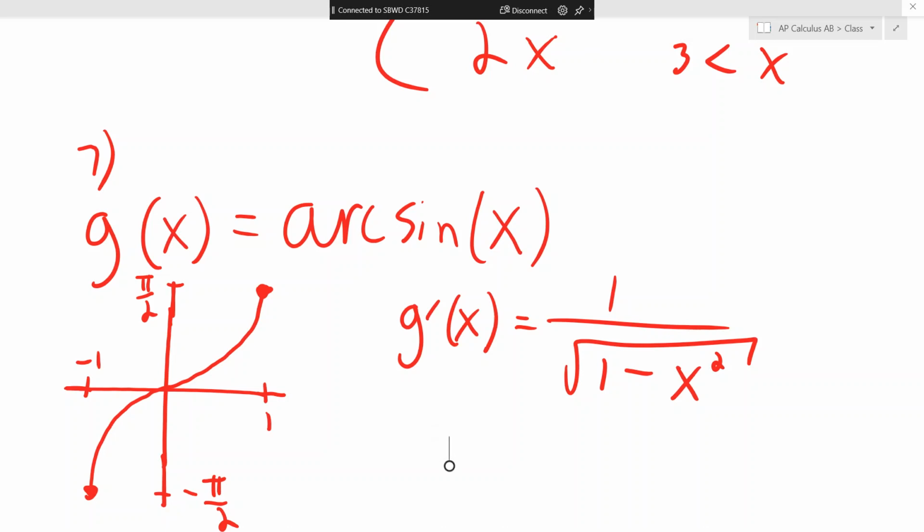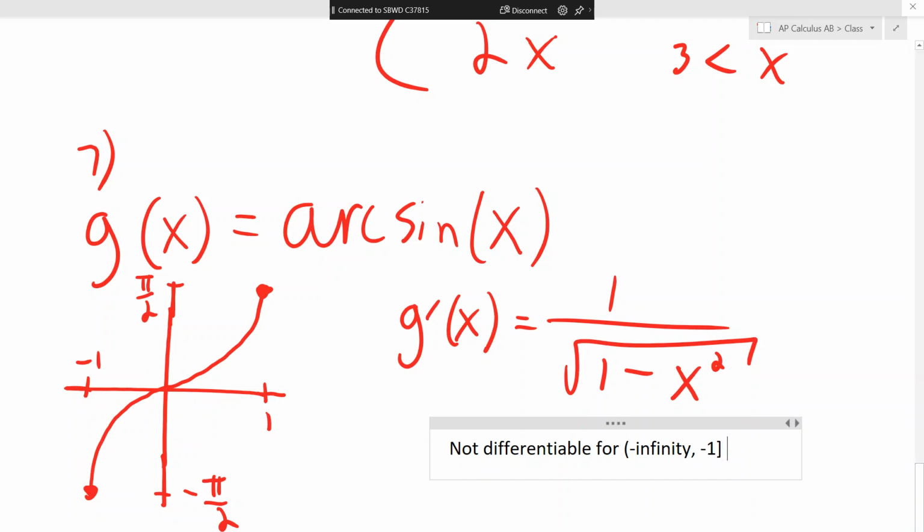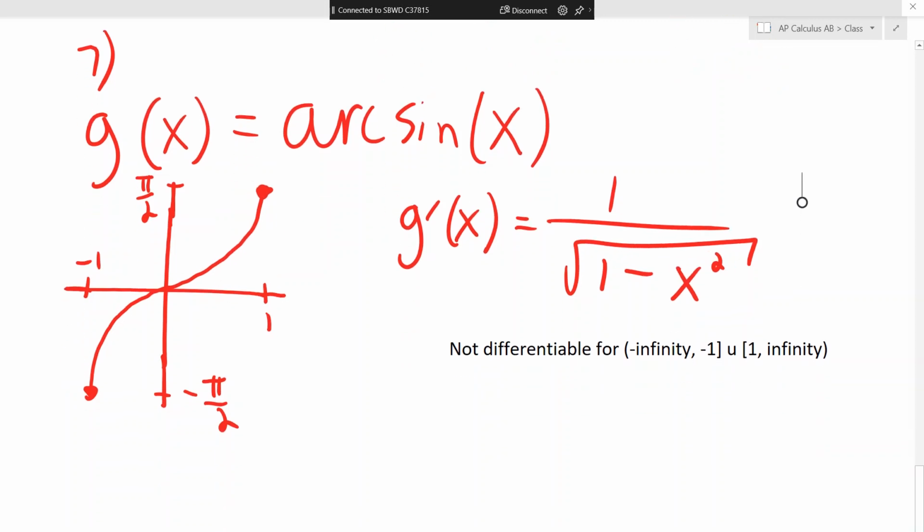Okay? So this one is not differentiable for negative infinity to negative 1, including, union with 1 to infinity. Boom. Okay, so I want this to be a relatively simple kind of topic. It just depends on the question. Like, where is this differentiable versus where is it not differentiable? Just answer whatever question they ask.